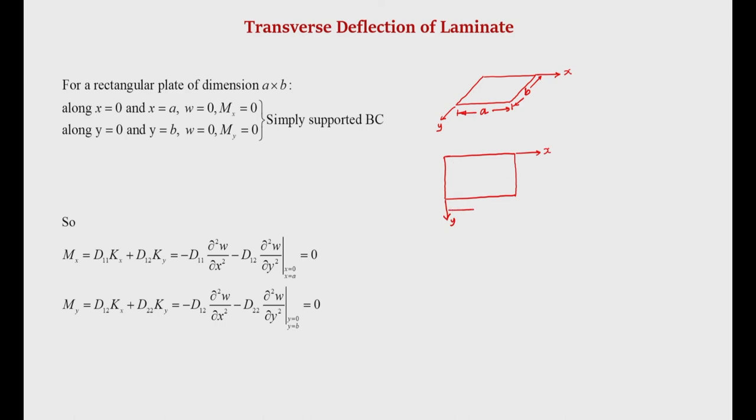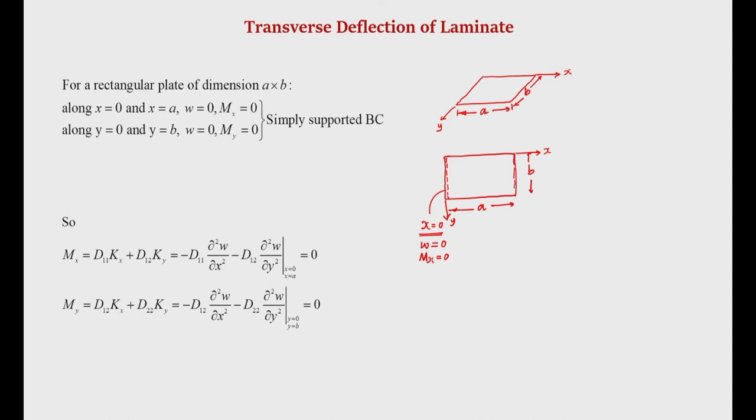So, this is A and this is B. At x equal to 0, this is simply supported. That means at x equal to 0, the transverse deflection W is equal to 0. Also, there is no moment, therefore Mx equal to 0, kind of hinged. There is no moment here, therefore Mx equal to 0.